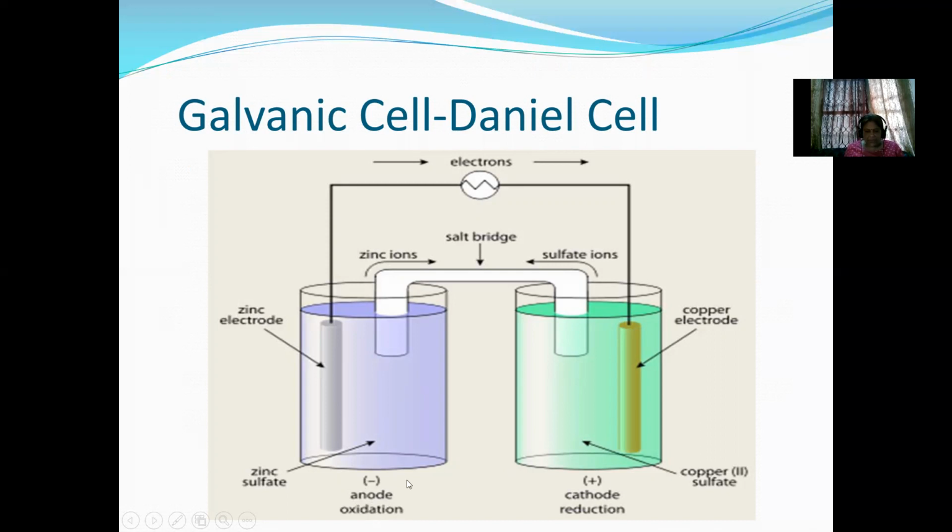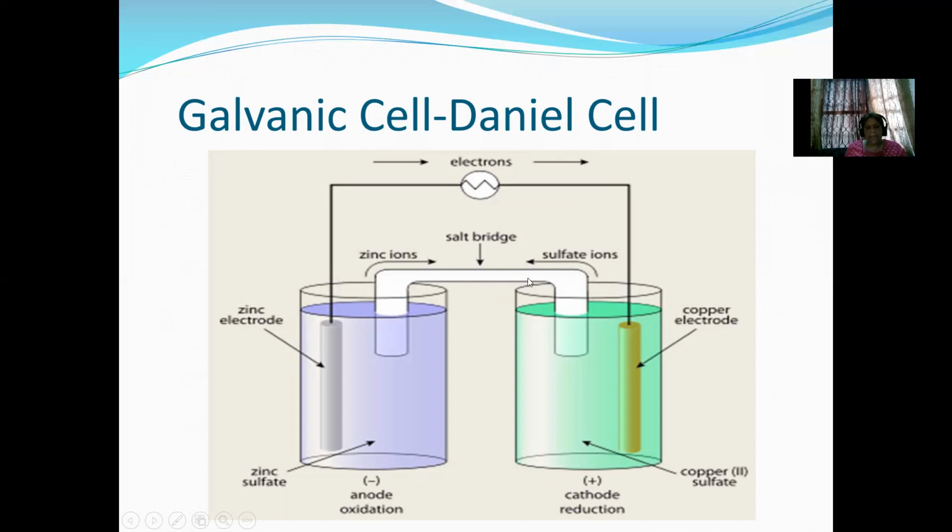Anode is the negative terminal of the cell, cathode is the positive terminal of the cell, and both these electrolytes are joined through a U-shaped tube. You can see here this U-shaped tube is called the salt bridge. This is a salt bridge. Why is it called a salt bridge? It is filled with a salt of potassium chloride or potassium nitrate.